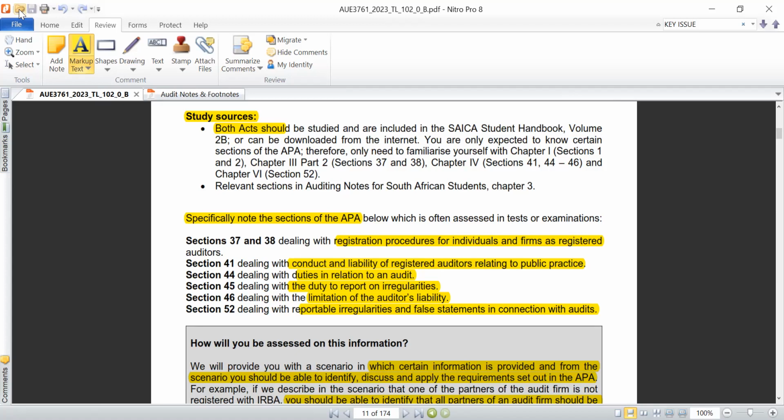Now, section 52, which deals with reportable irregularities, is where you find scenarios where an auditor, even though they know that the financials the organization has presented are not a true reflection of what is happening in the organization, issues an unqualified audit opinion anyway. What does the APA Act stipulate with regard to circumstances like that? That's what you deal with in section 52.